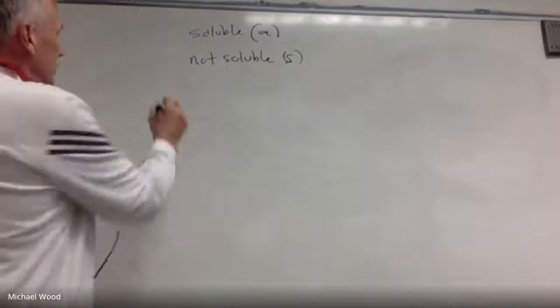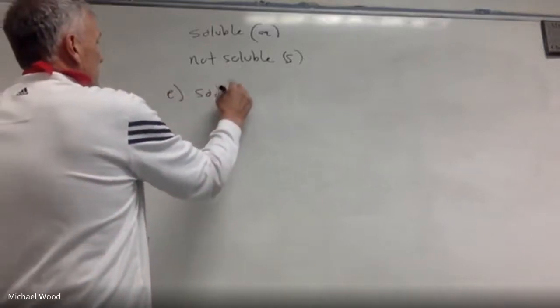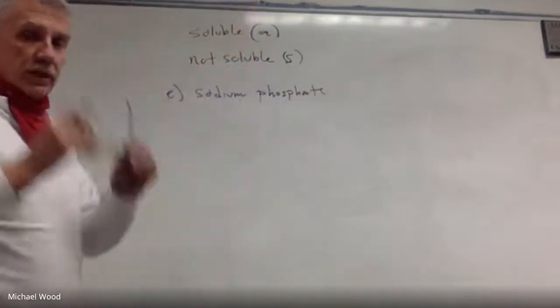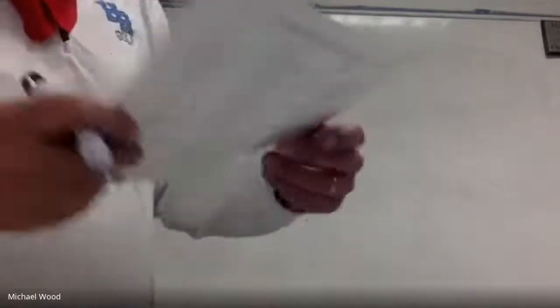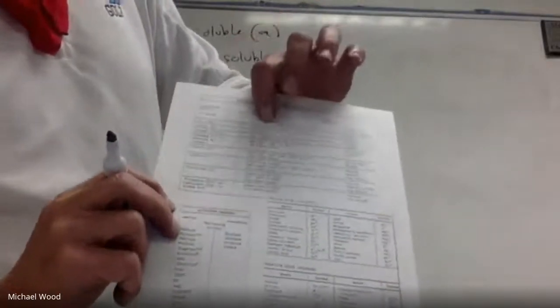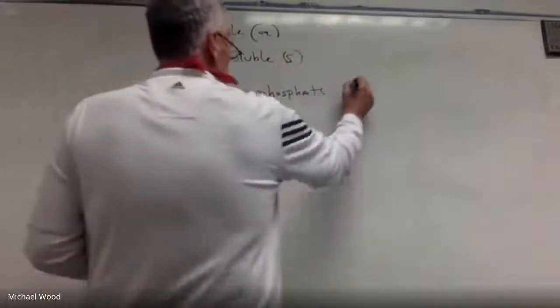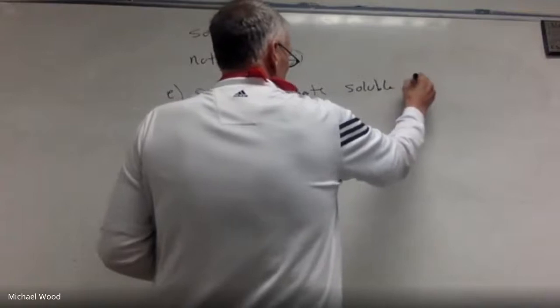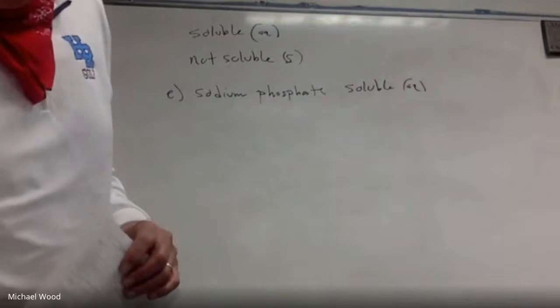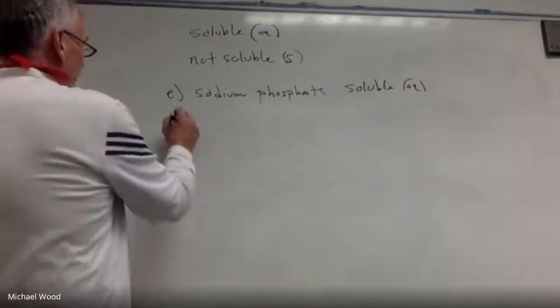So letter E, sodium phosphate. And all we're doing is this soluble or not soluble. So here's your periodic table. You go to the back, it's right here. And again, remember I start with the second ion, phosphate. So I look up phosphate, which is right here, alkali ions, and I go up here and I check the alkali ions, and they're sodium. So this would be soluble. That means this is AQ. It means it dissolves.